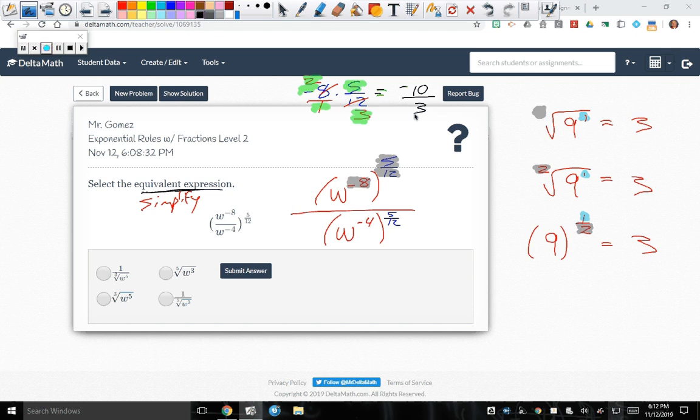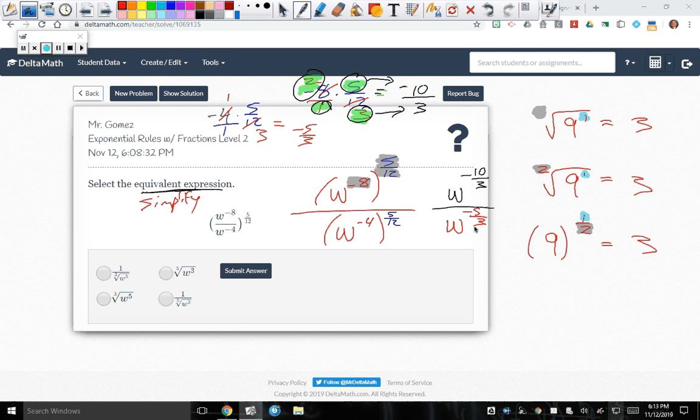Okay, so the -2 and the 5 multiply to get a -10. The 1 and the 3 multiply to get the 3. So that is what we get for the top. So w to the -10/3. What do we get on the bottom? Well, we're going to multiply these. We're going to have a power raised to a power. We're going to multiply a -4 and a 5/12. Same thing over 1. These will reduce to what? 1 and 3. So what's my answer? -5/3. So this is w to the -5/3.